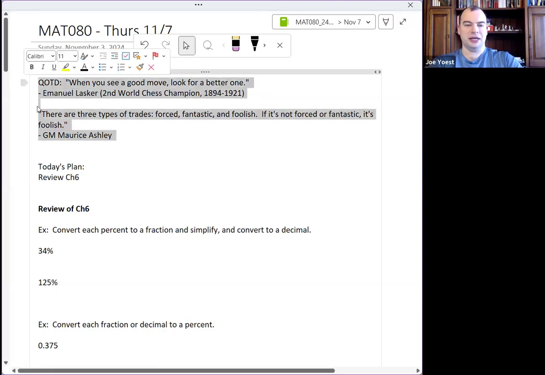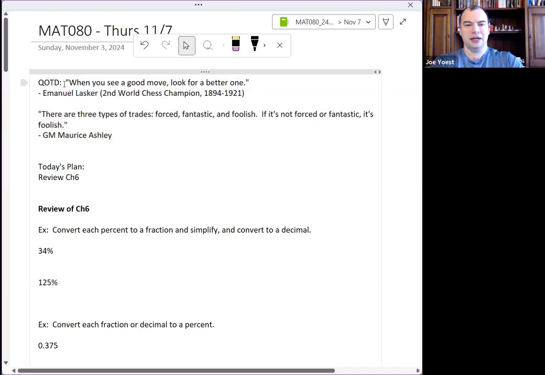The quotes of the day today, there are 2 of them. Both are chess quotes, but they are, I think, also applicable to life more broadly. One is from the second world chess champion back in the early 1900s, Manuel Lasker: when you see a good move, look for a better one. And the other, current Grandmaster Maurice Ashley, says there are 3 types of trades: forced, fantastic, and foolish. If a trade is not forced or fantastic, then it's foolish.